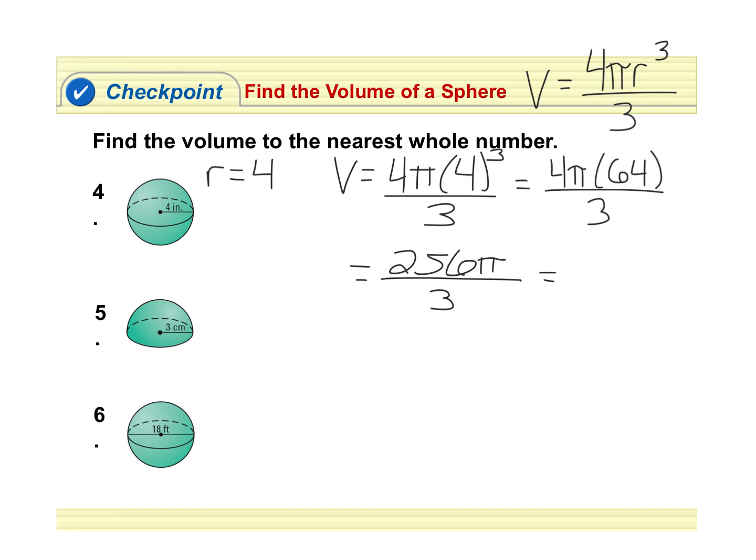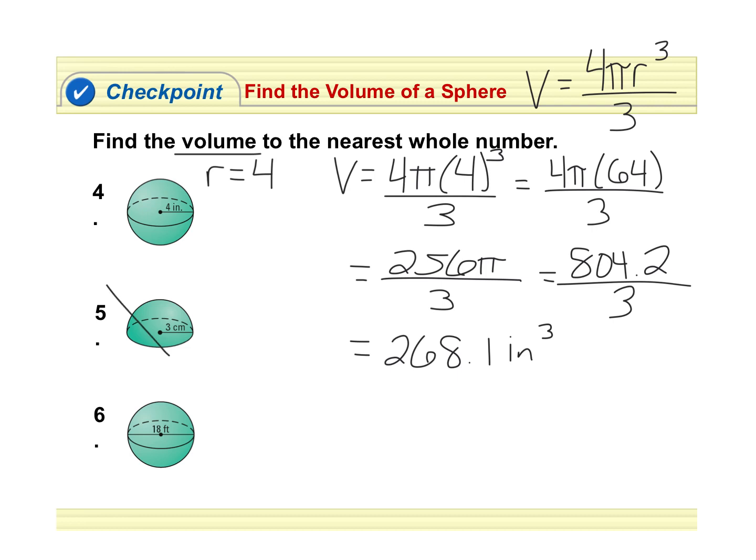256 pi divided by 3. Multiply by pi, 804 point something. Leave that in your calculator. Because what's the last step you need to do? Divide by 3. 268.08. So if you round it, it'd be 268. And then what's it looking for? Inches cubed. Volume, so we need inches cubed. Okay. So a little longer of a process in your calculators, but we still only need the radius.